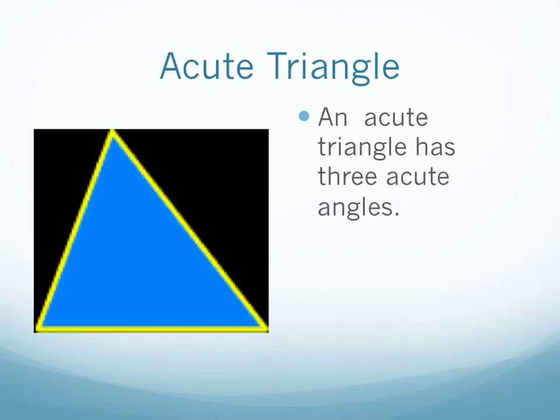The next flap is going to be for an acute triangle. An acute triangle has 3 acute angles, meaning all of the angles are less than 90 degrees. If you look at this example triangle, you can see that all 3 angles are less than 90 degrees, making this an acute triangle.